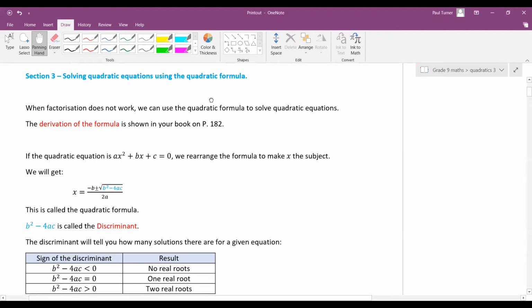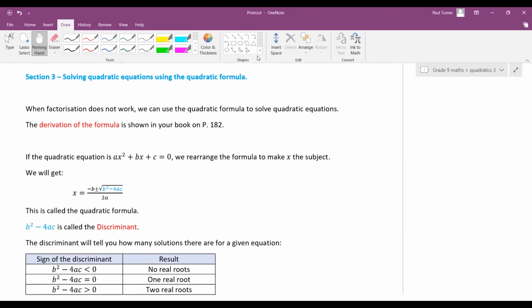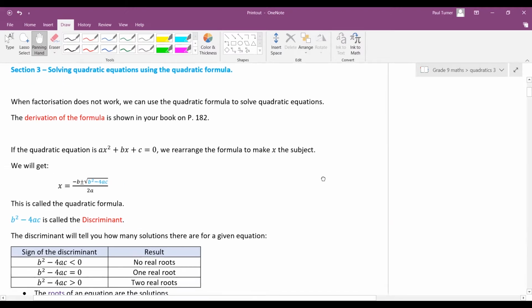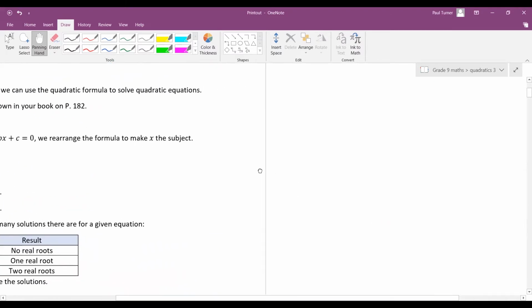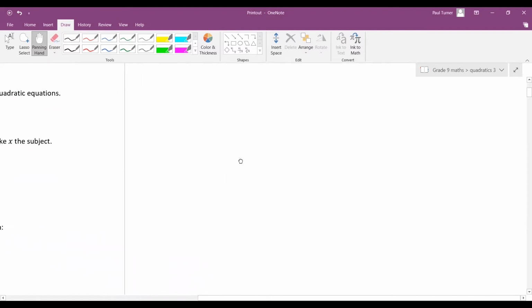So what I'm going to do now, I will derive this formula. So I'm going to go over here, out the way, so I've got somewhere to write.